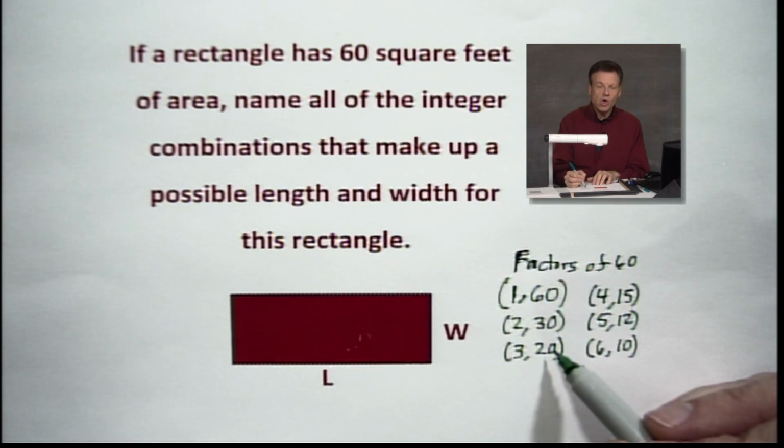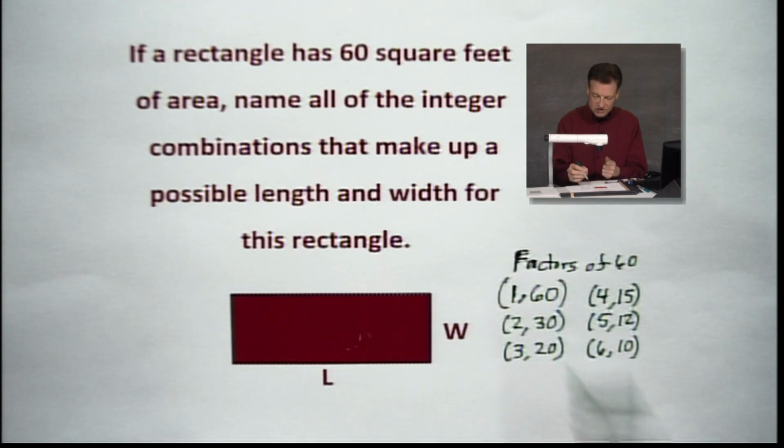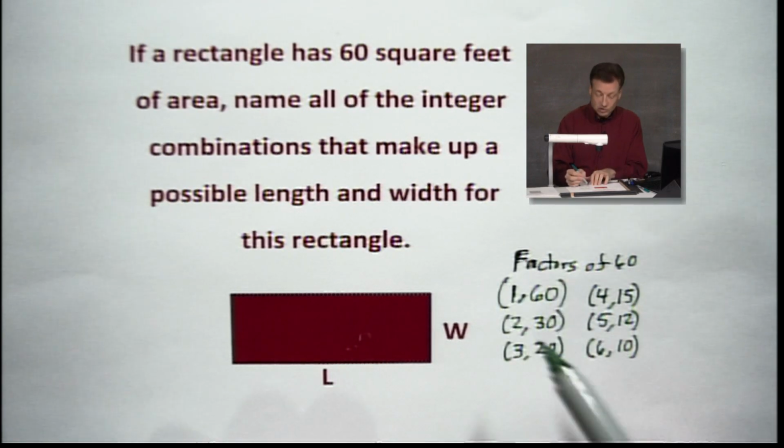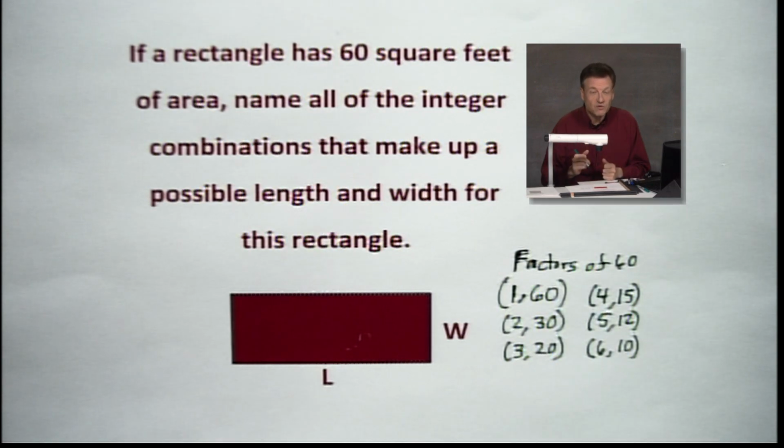Integers, by the way, whole numbers. So we don't have any fractions. We're not going to say a half times 120 here, although that would give you an area of 60. By the way, these are feet. 1 foot, 60 feet, 2 feet, 30 feet, and so forth. And if you multiply them, you get square feet. And also, if you multiply any of these, you get 60.